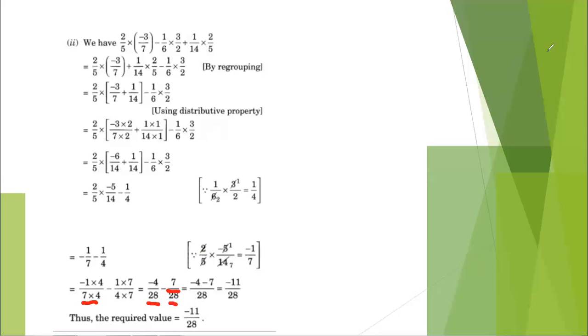Now, picking 28 in common, we write the denominator as 28 and the numerator combined. So minus into minus gives us plus. 7 plus 4 equals 11. How do you get minus 11 is quite simple because of the greater number sign, which is 7. So your required value is minus 11 by 28. This will be your final answer as you cannot simplify further.